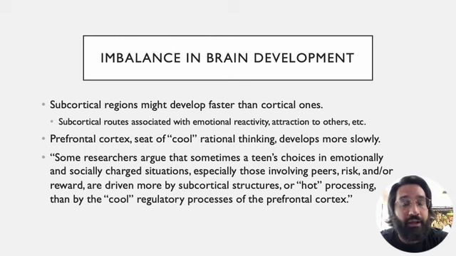But brain development in adolescence is imbalanced. The brain is not developing evenly from the sort of lower regions upward, right, to the outer layer, the cortical areas. The subcortical regions appear to develop faster than the outer cortical regions of the brain. And you'll recall, right, that the subcortical areas of the brain, sometimes what we refer to as the limbic system, are given this sort of colloquial name as the emotional brain. That the subcortical limbic emotional brain is associated with things like emotional reactivity, attraction to others.